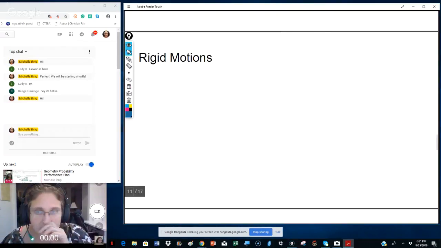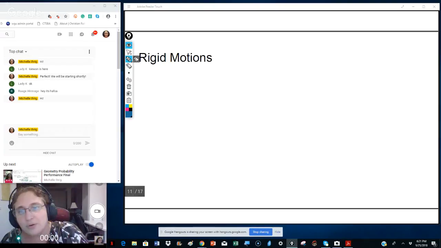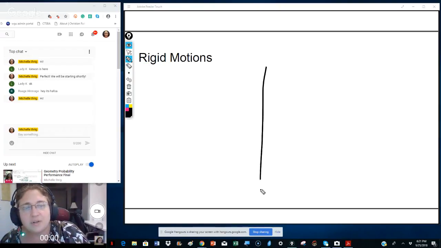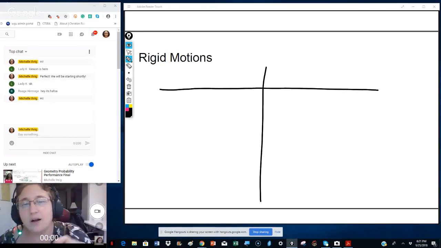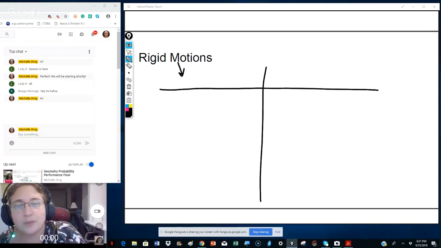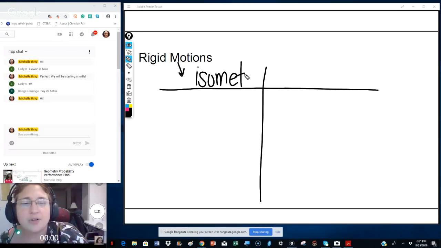Next, rigid motions. These you should know from Unit 1. We're going to continue to look at them all the time. Basically, our rigid motions can be divided into two areas. And really, rigid motions only can go in one. Rigid motions are isometries. Isometries preserve distance and angle.